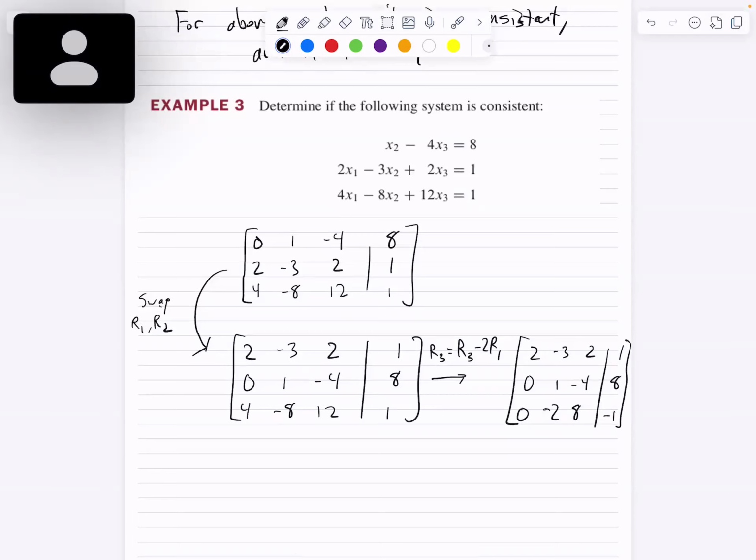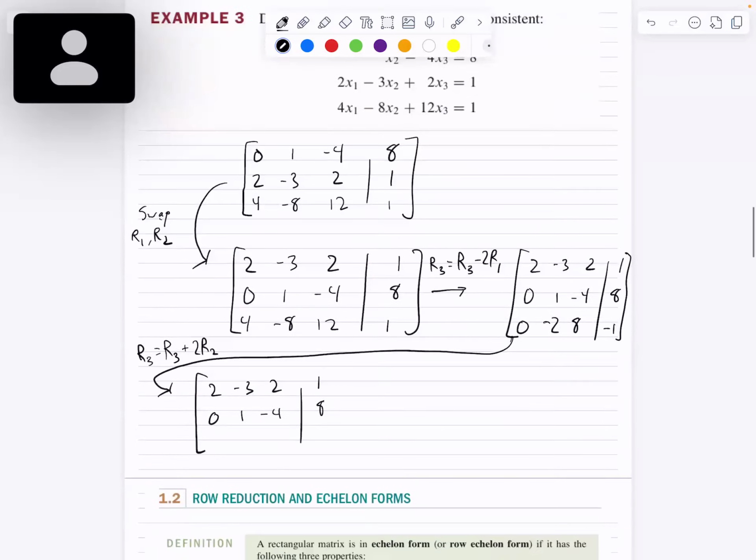Then I'm going to take this number to eliminate that one. So I'm going to add 2 of row 2, so row 3 equals row 3 plus 2 row 2. So I get 2, -3, 2, 1. And then I get 0, 1, -4, 8. And then if I add 2 of it, I get 0, 0, and then another 0. And then 2 times 8 is 16 plus 1 is 15. And so this leads to an equation on the bottom: 0, 0, 0 equals 15.